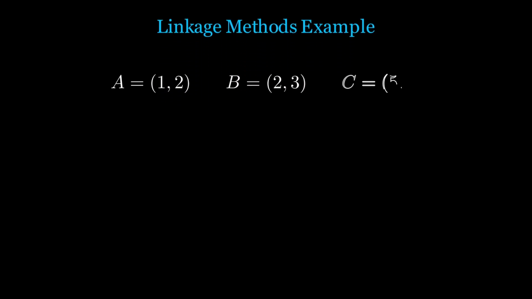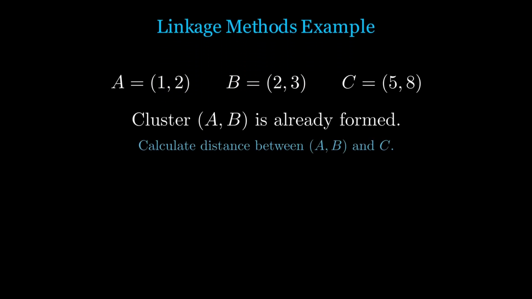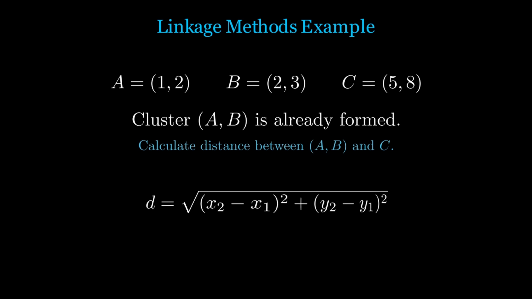Consider 3 observations: A at 1, 2, B at 2, 3, and C at 5, 8. Suppose A and B have already been merged into a cluster. Let's calculate the distance between this cluster and point C using the 4 linkage methods. We will use the Euclidean distance in this example.